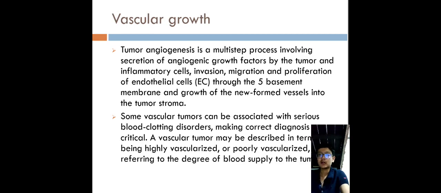Vascular growth. Tumor angiogenesis is a multiple-step process involving secretion of angiogenic growth factors by the tumor and inflammatory cells, invasion, migration and proliferation of endothelial cells through the basement membranes, and growth of newly formed vessels into the tumor stroma. Some vascular tumors can be associated with serious blood clotting disorders, making correct diagnosis critical. A vascular tumor may be described in terms of being highly vascularized or poorly vascularized, referring to the degree of blood supply to the tumor.